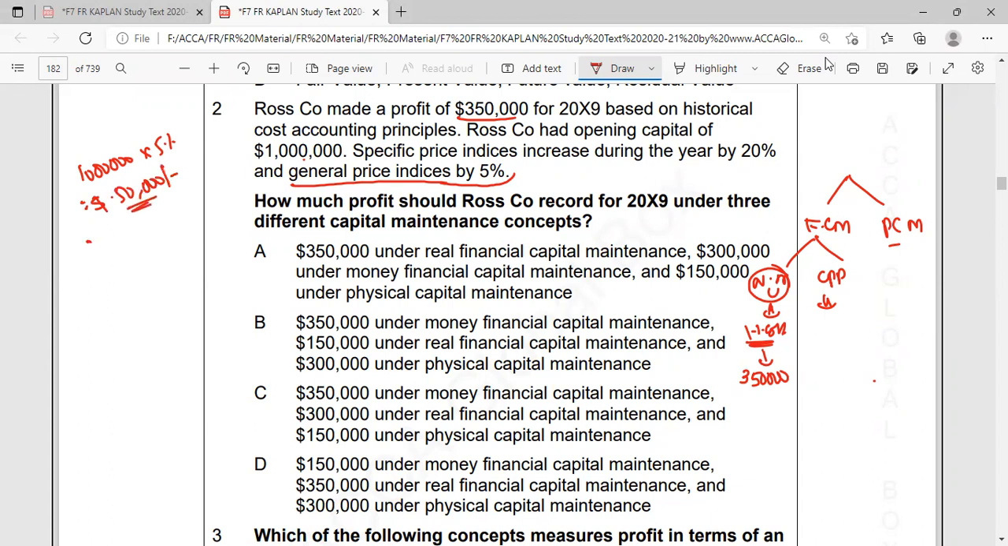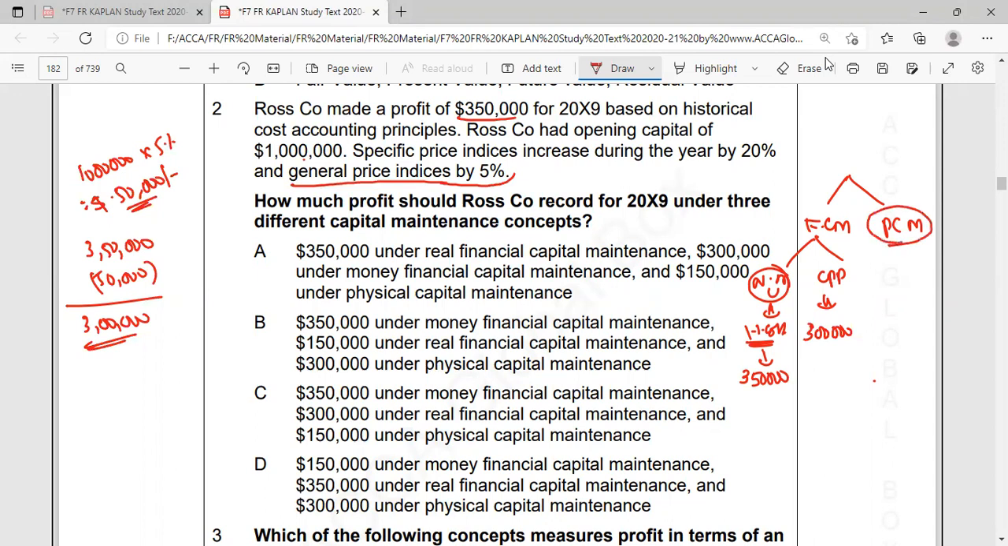50,000. As per historical cost, the profit is 3,50,000, and for capital maintenance, the amount required is 50,000. So the total is 3 lakh. This is as per CPP, which means real financial capital maintenance. Real money flows are considered here. Real money flows means what? After considering the inflation.